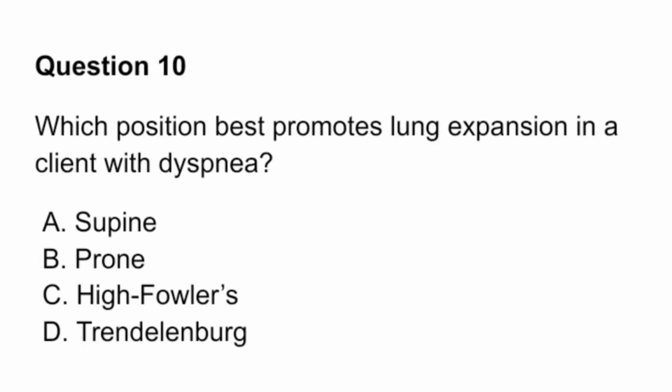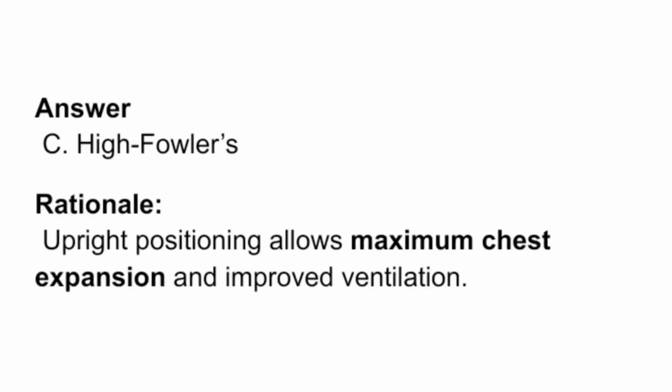Question 10. Which position best promotes lung expansion in a client with dyspnea? A. Supine. B. Prone. C. High Fowler's. D. Trendelenburg. Answer: C. High Fowler's. Rationale: upright positioning allows maximum chest expansion and improved ventilation.